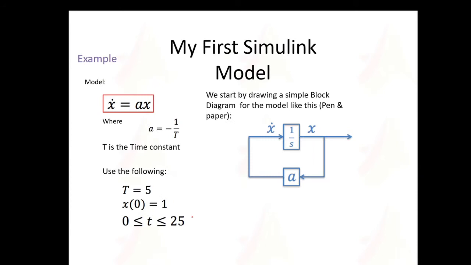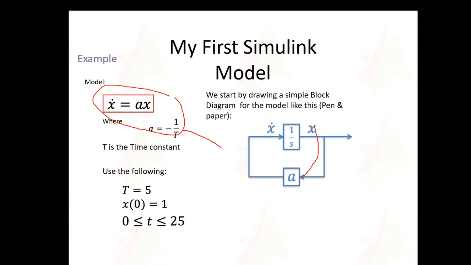Now most of you in chemical industries or process control are going to model some equations. You can see dx by dt, that is x dot equals a times x, where a equals minus 1 by t. So we are going to start drawing the simple block diagram for this model. This is the integrator. X dot is given as the input to the integrator, and the output is x.